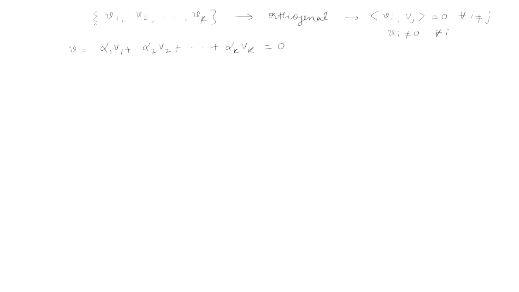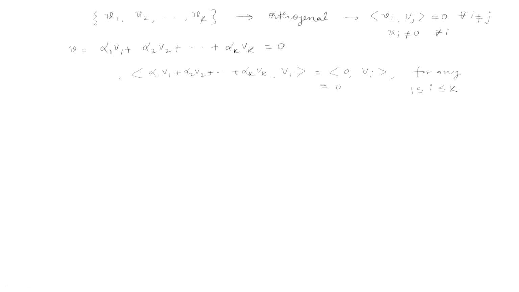Now, you take the inner product of this vector V with any Vi: inner product of alpha 1 V1 plus alpha 2 V2 and so on up to alpha k Vk with any Vi, here also 0 with Vi, for any i from 1 to k. This i may be 1, this i may be 2 or this i may be k. Now this is of course 0, inner product of 0 with any vector is always 0.